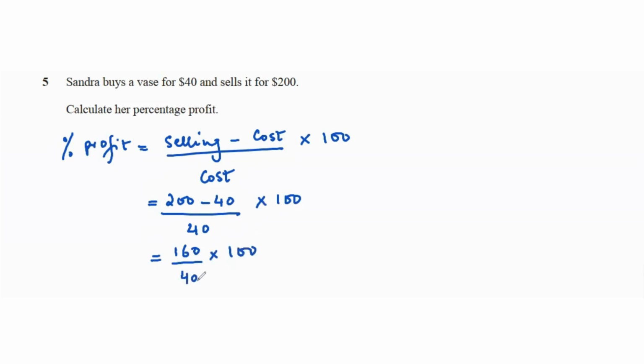100. The 0 gets cancelled out. 4 ones are 4, 4 fours are 16, and 4 times 100 is 400%. So that is the percentage profit.